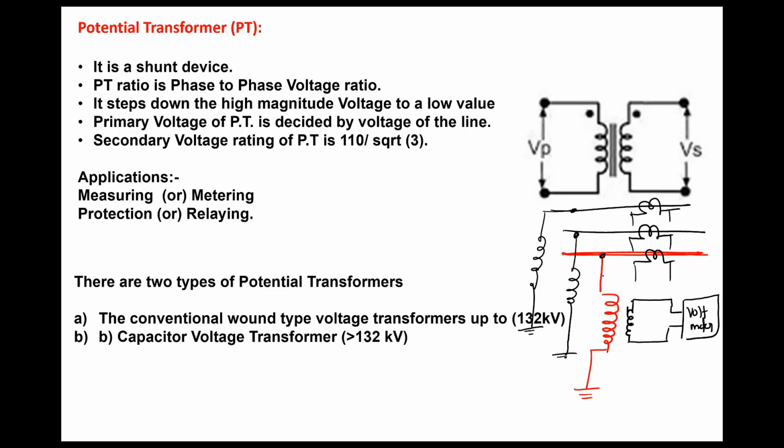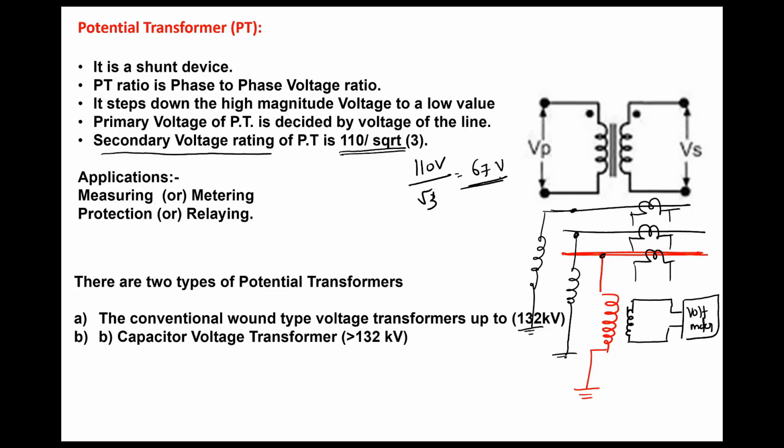What is its function? It steps down high magnitude voltage to a low value. Primary of the PT is decided by the voltage of the line to which you are connecting. Secondary is in most of the cases 110 volts divided by root 3. Approximately it comes to 67 volt. Secondary in most of the cases is 110 by root 3 volt.